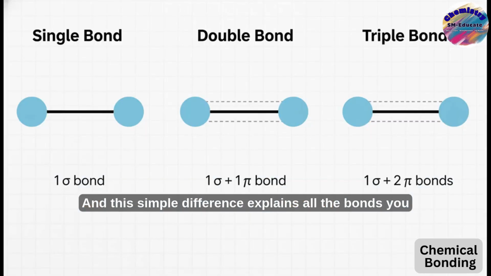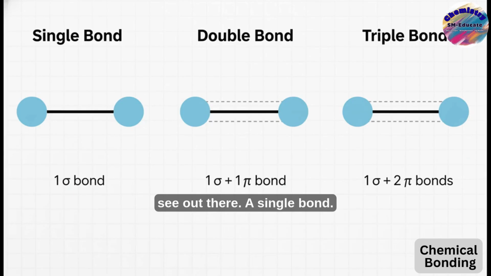And this simple difference explains all the bonds you see out there. A single bond, that's just one of those strong, direct sigma handshakes.